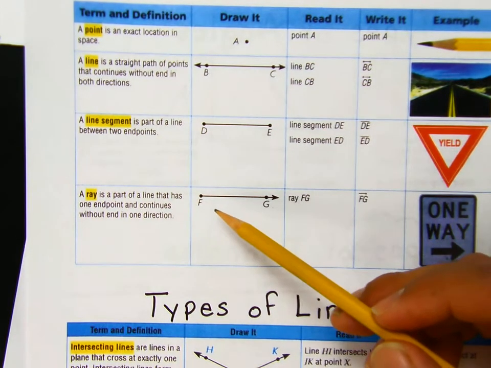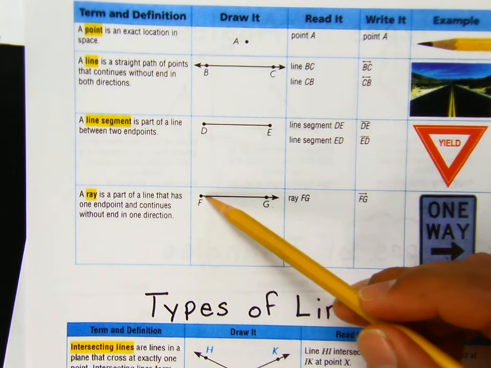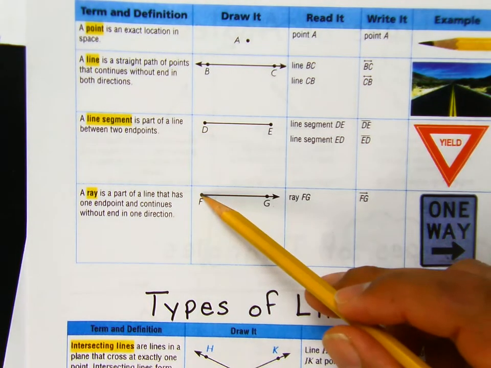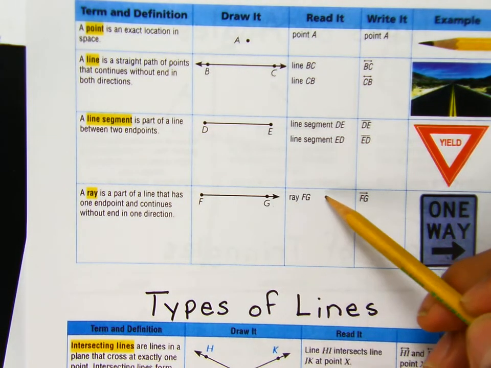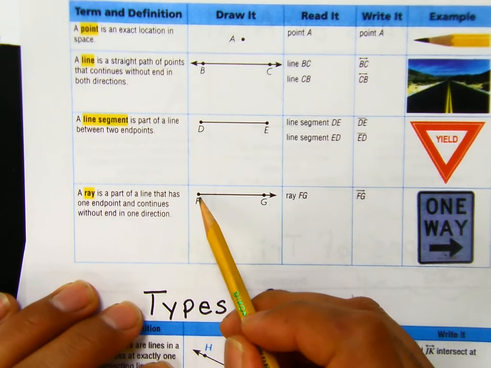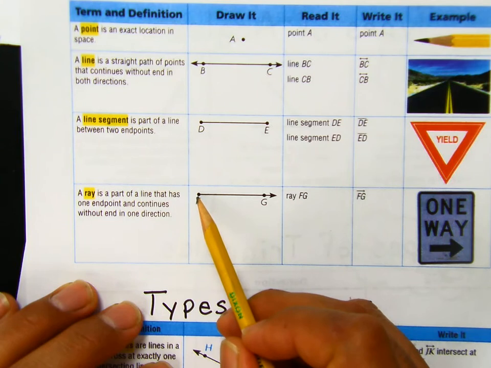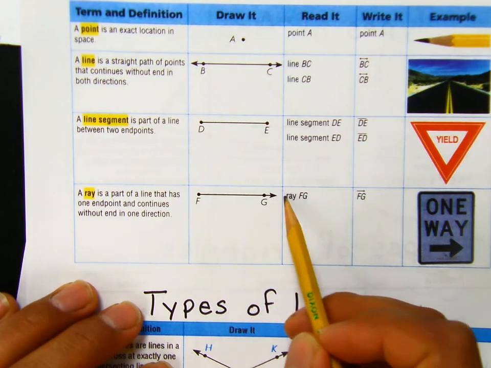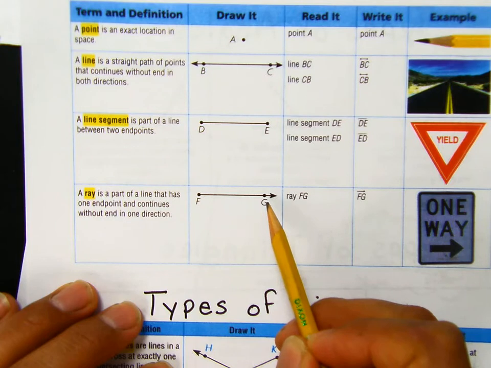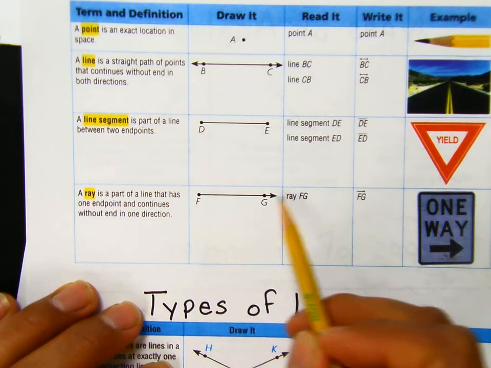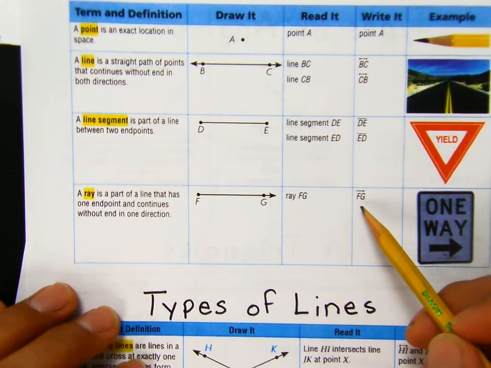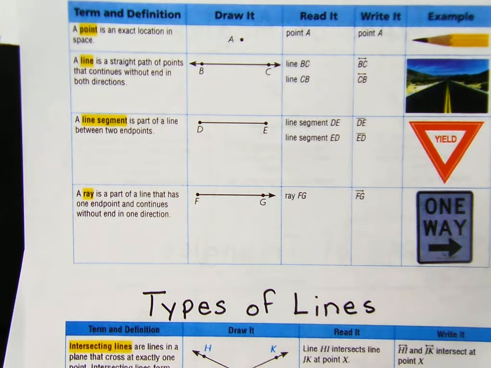Ray. A ray is a part of a line that has one endpoint and continues without end in one direction. So this is the endpoint and it goes that way, towards the right. So this one we can only call ray FG because it's going this direction. We cannot call it ray GF because the ray is going in this direction. So we will call it ray FG. We can write it ray FG.